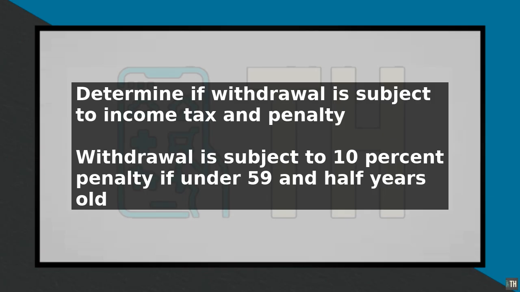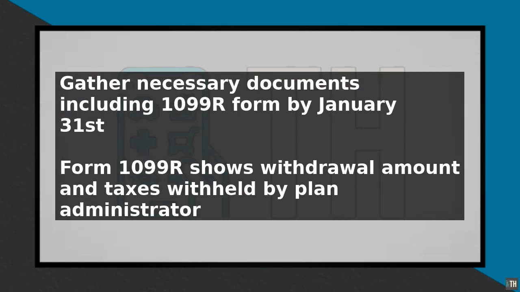for an exception. Next, gather the necessary documents, including your 1099-R form, which your 401k plan administrator will send to you by January 31st of each year. This form will show the amount of your withdrawal and the amount of taxes that were withheld.